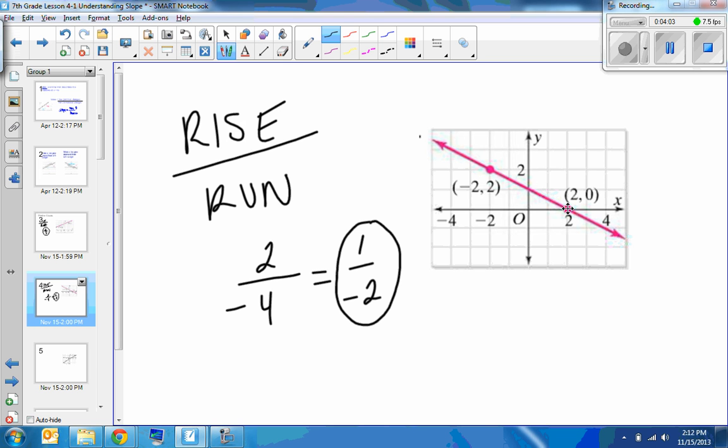So why am I choosing this point and not this point? Well, I want to rise, get up. If I just choose this point, I don't have a point to get up and find. So this one is why I choose to go up and then over.